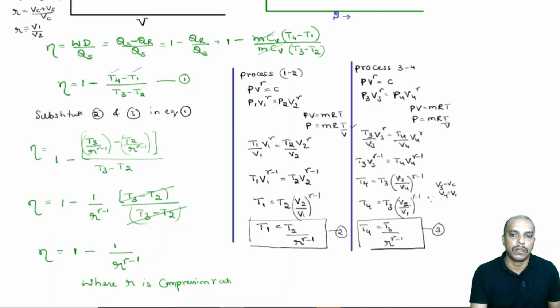Compression ratio is equal to V1 by V2, where V1 is the total volume, clearance plus swept volume, and V2 is the clearance volume. So we have represented the efficiency of an Otto cycle in terms of a very important design parameter, that is the compression ratio. Let us derive the mean effective pressure of an Otto cycle in the next class.